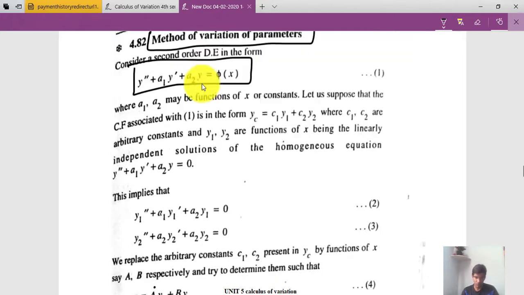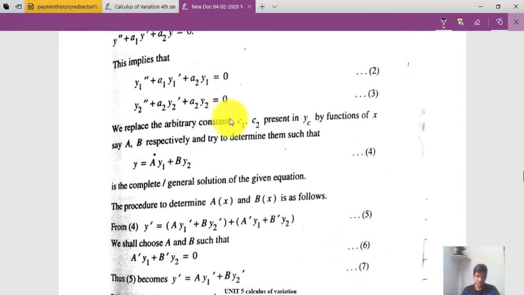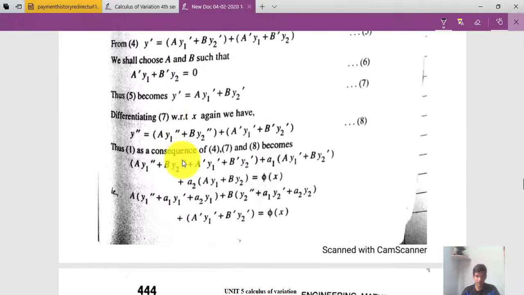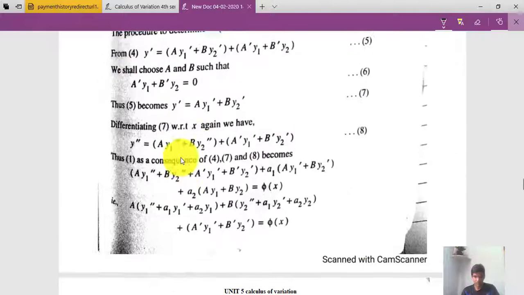Depending upon the auxiliary equation you have roots, and since it is a second order differential equation, you always have two roots. Whatever those roots are, you consider c1 and c2, and suppose my solution y1 is a function, it might be any of cos x, sin x, or x e raised to x, right? So I need to find the value of a and b. So how do you find the value of a and b? This is the whole procedure.